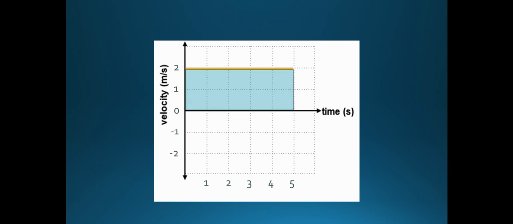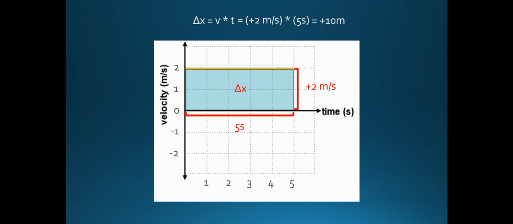So we can do this for any amount of the area under our curve. So what if we want to know the whole time between 1 and 5 seconds? All right, we're going to do the same thing. Displacement is velocity times time. We're going to take our positive 2 meters per second, and we're going to multiply it by 5 seconds. And that's going to give us a displacement of positive 10 meters.